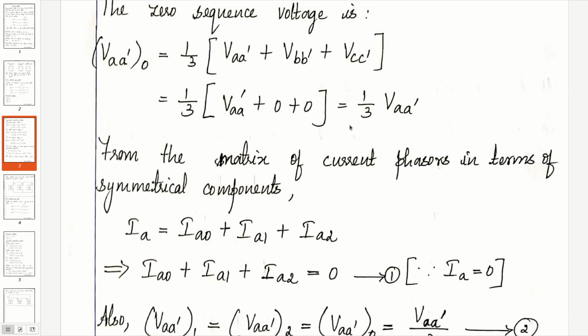The positive, negative and zero sequence components of the voltage VAA' are equal, and each is equal to VAA' by 3. Okay. And what is VAA'? It is the voltage between the open fault terminals A and A'.